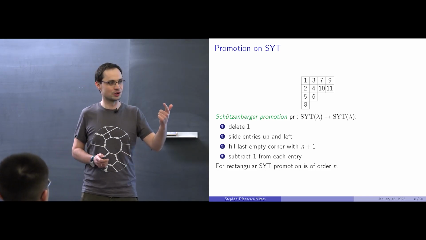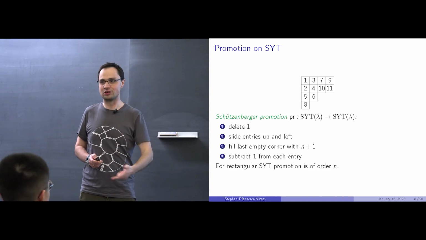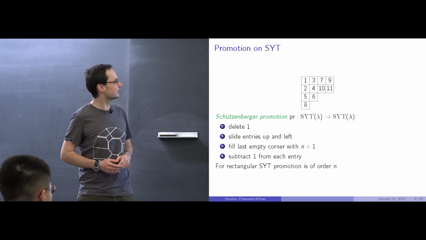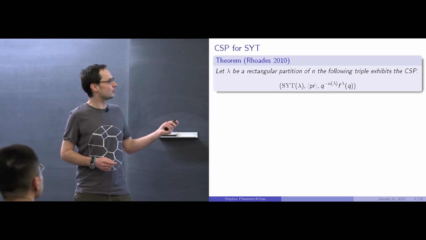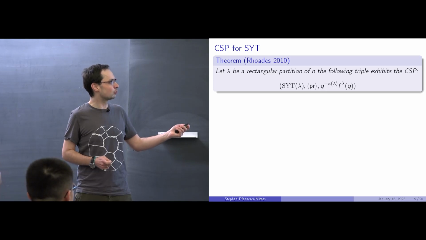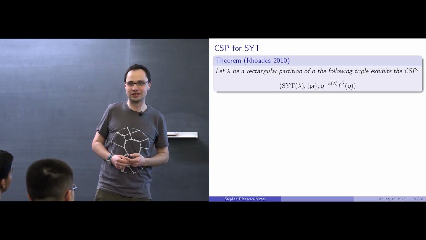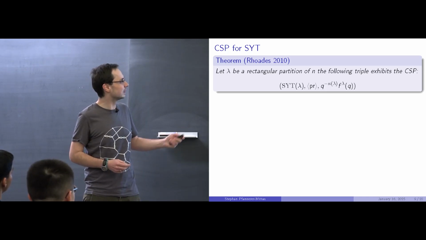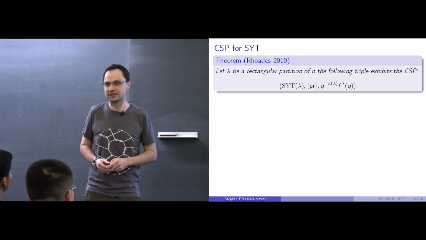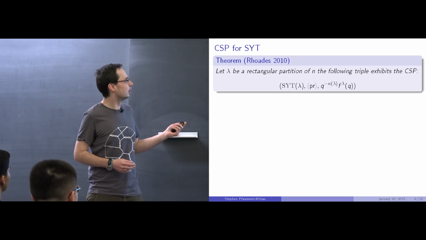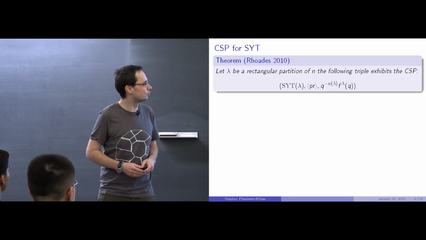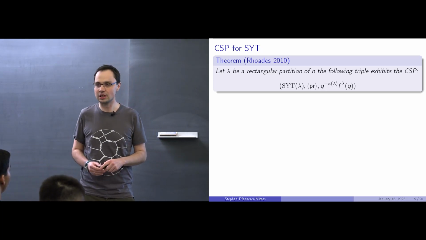So we have some dynamics, we have a polynomial, we have our family of combinatorial objects. And so there's this nice theorem which says if we have a rectangular partition, then the triple consisting of the standard Young tableaux, the group action coming from promotion, and my f lambda, where I got rid again of this annoying q power in front of it, actually exhibits the cyclic sieving phenomenon. And that was proved by Rhoades in 2010.